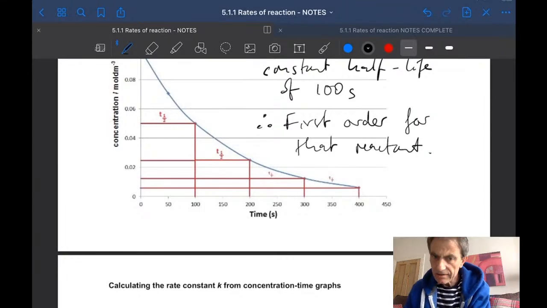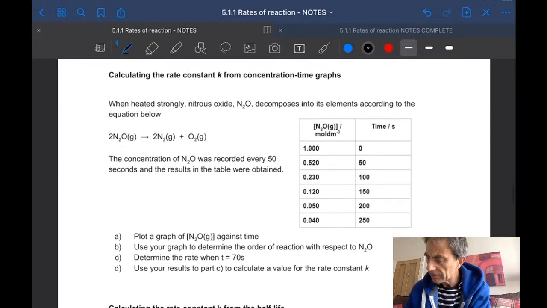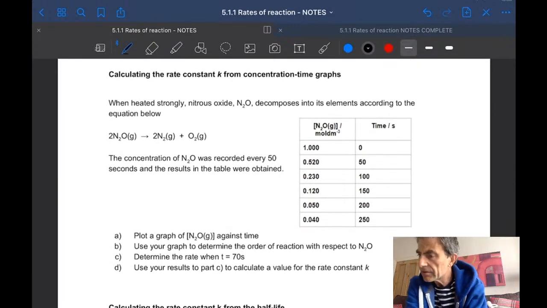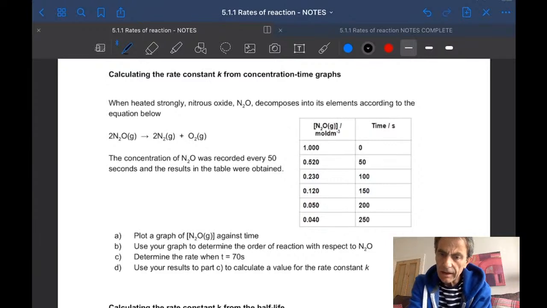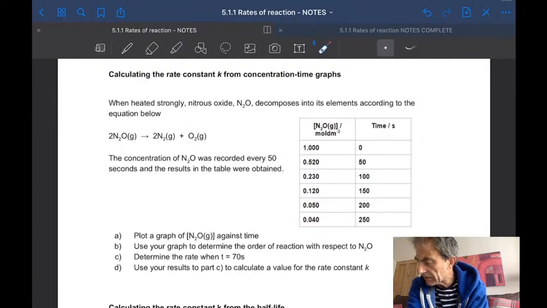The next part of the notes is how you can calculate the rate constant K from a concentration time graph. This is effectively my lesson with my students on this, so if I'd been in college with them, I would have spent some time in the lesson getting them to draw this graph. You may or may not have graph paper at home, so I'm going to show you the graph that I've drawn.